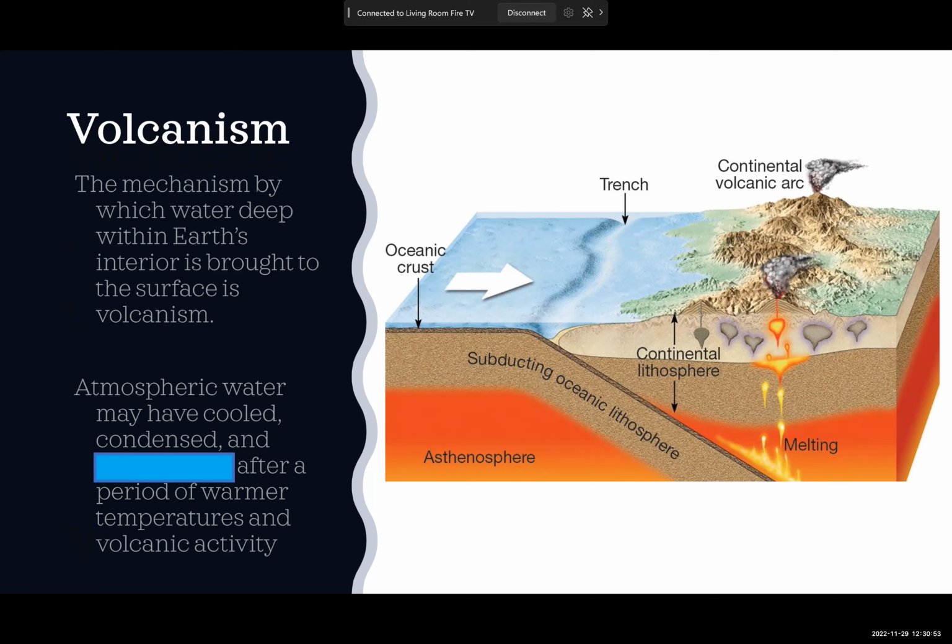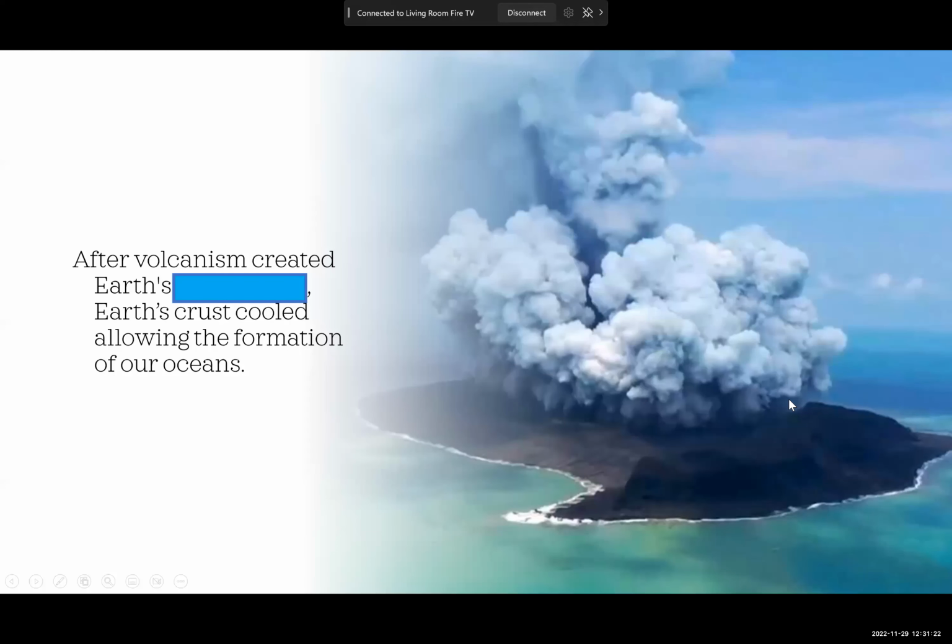So atmospheric water may have cooled and condensed. And then what, after a period of warmer temperatures and volcanic activity? May have melted, may have precipitated in this case, but that's fine. So yes, that's what we're looking for. We've got water that's coming up with volcanic activity and it cools and condenses in the atmosphere and then it precipitates and falls back down to Earth. So that may be a way that we got some of the water here.